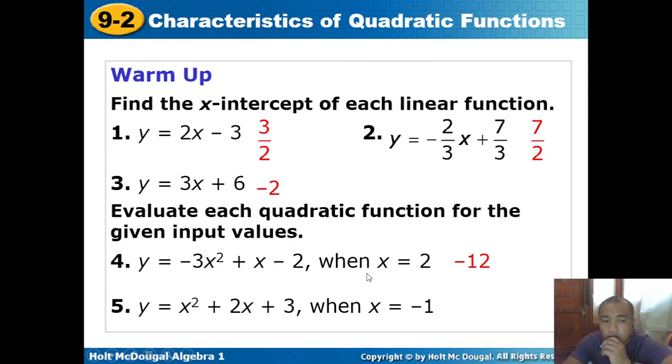How about number 5? y equals x squared plus 2x plus 3 when x equals negative 1. I think you can do it already. 1 minus 2 plus 3. The answer is 2. Positive 2.